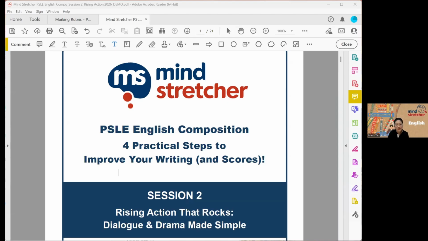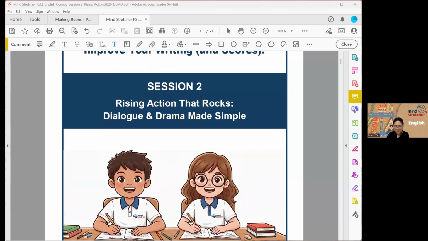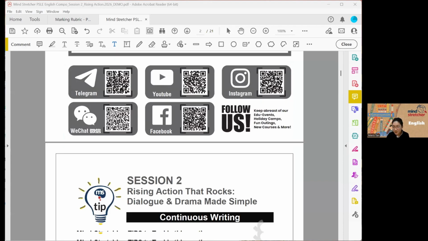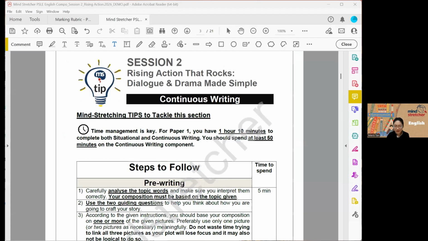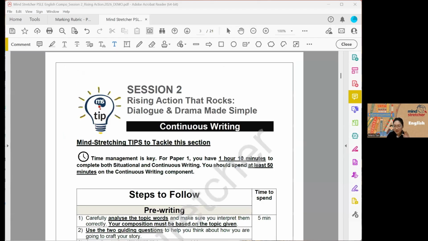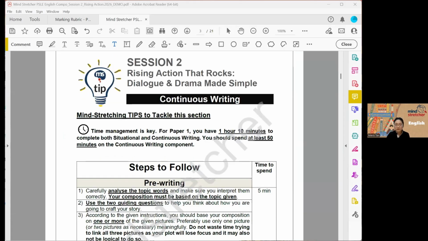I think more people have entered the workshop, so let's get started. Everybody has this, right? Okay, session 2, dialogue and drama made simple. So on this page, you will see reminders. Last week we went through this already, right? So what are you supposed to do with 50 minutes? You spend 20 minutes on situational writing and then 50 minutes on your composition writing. Okay, so if you were not here last week, very quickly, let me just highlight some things to you.